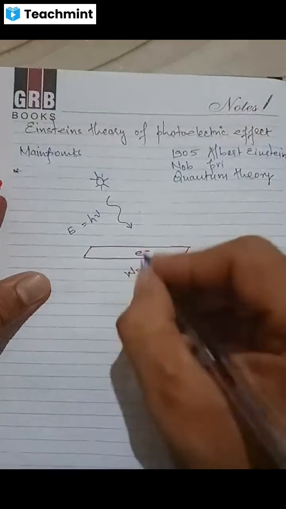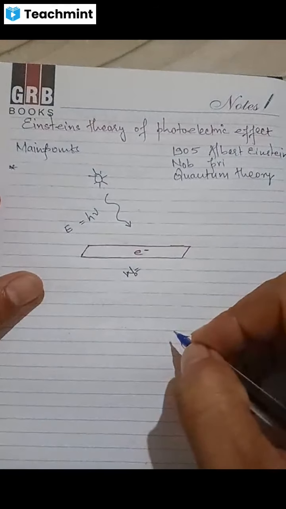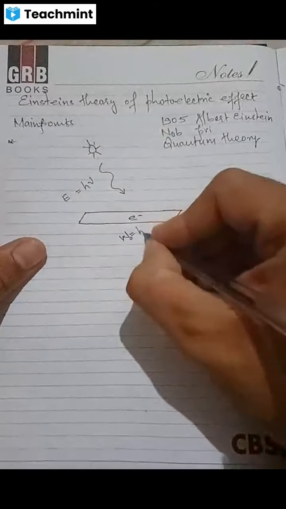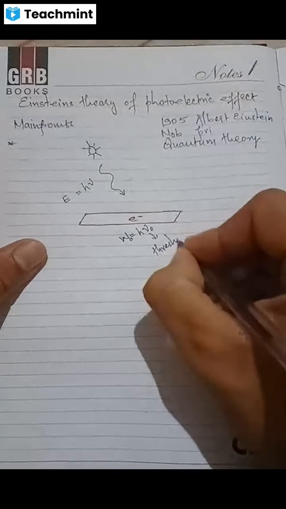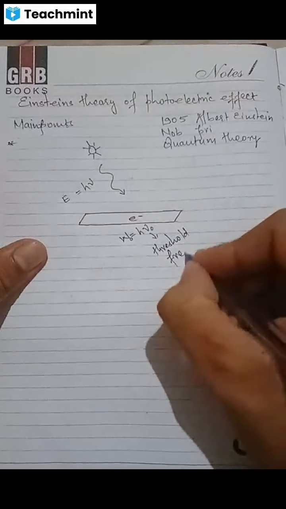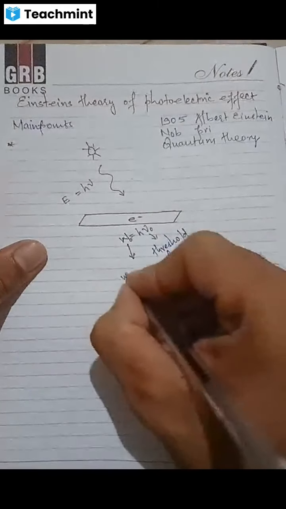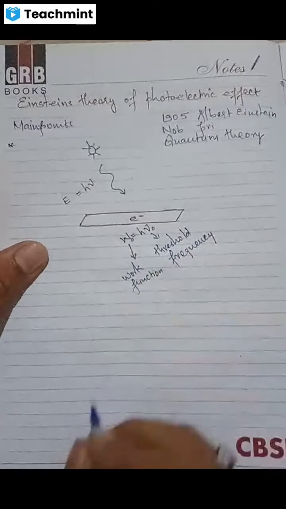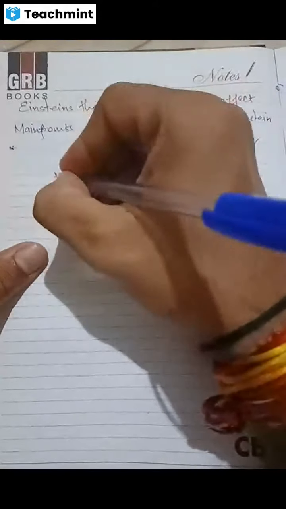Now, what is the energy required to take the electron out? That is called the work function. The minimum amount of energy that is required to eject an electron from the surface of metal, that is called what? Work function. And its value is h nu naught. And what is nu naught? Threshold frequency. What is W naught? Work function. And what is nu here? Frequency of radiation.